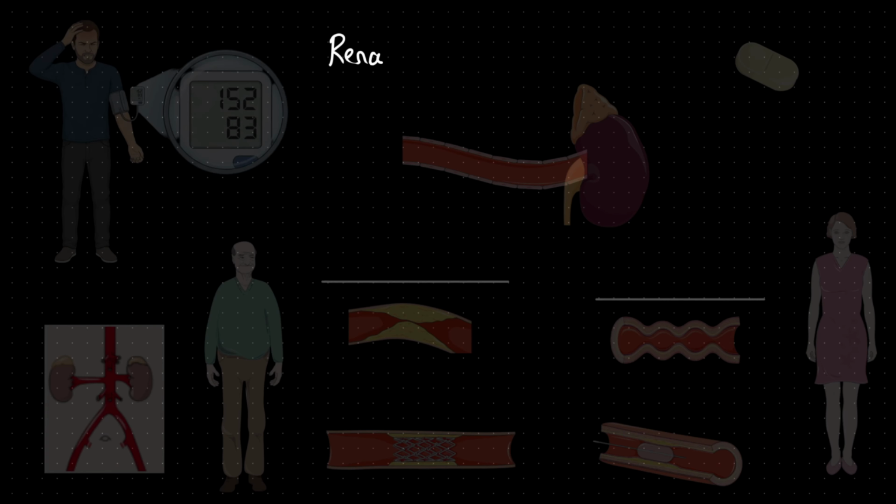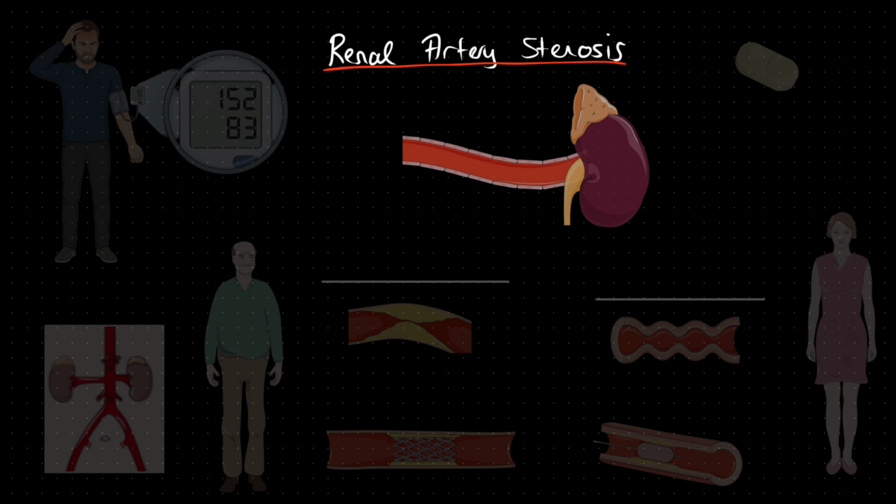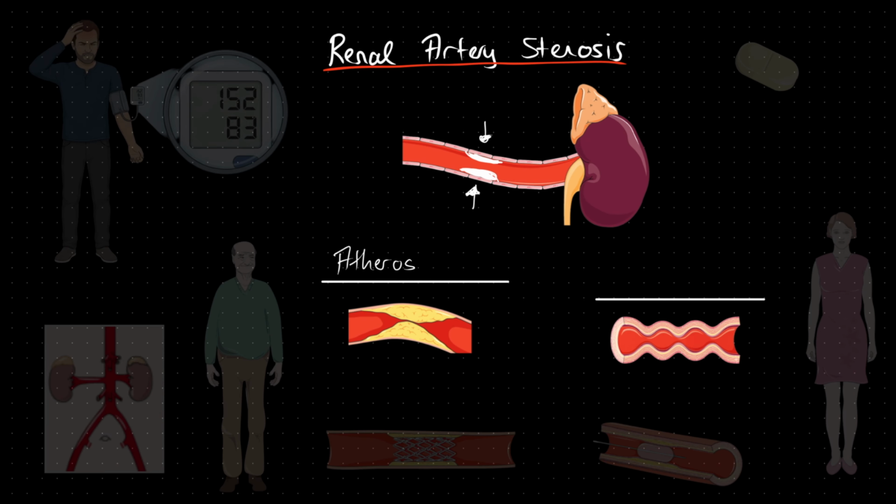What is renal artery stenosis? Renal artery stenosis is a narrowing of the renal artery, either due to atherosclerosis in older patients or due to fibromuscular dysplasia, so abnormal growth of the vessels in younger patients.